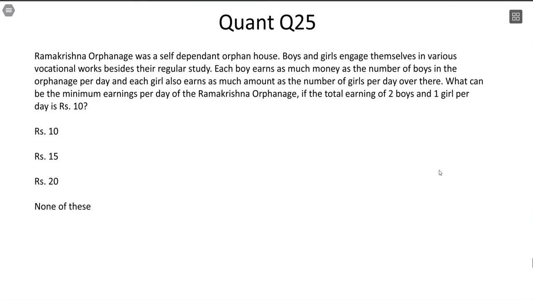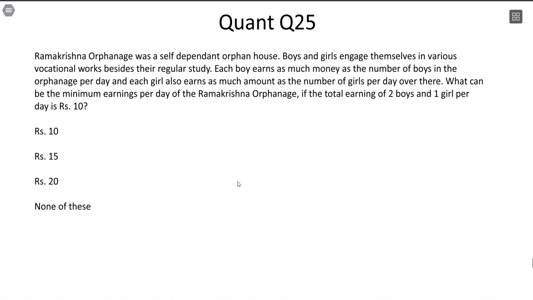Okay, next question. Ramakrishna Orphanage was a self-dependent orphan house. Boys and girls engage themselves in various vocational works besides their regular study. Each boy earns as much money as the number of boys in the orphanage per day.